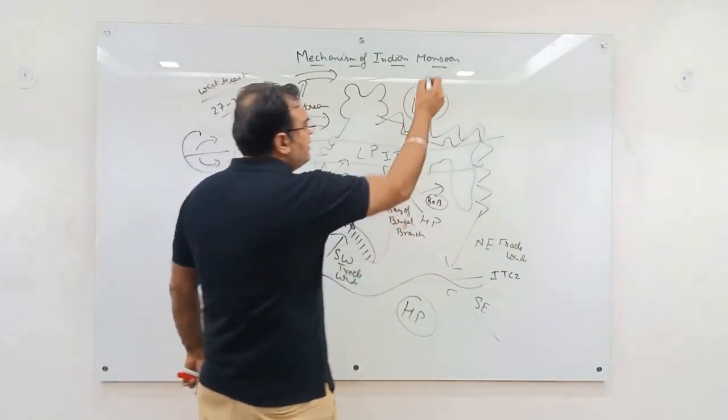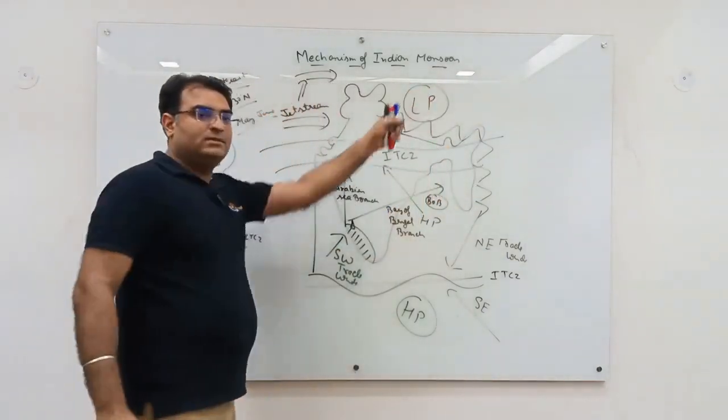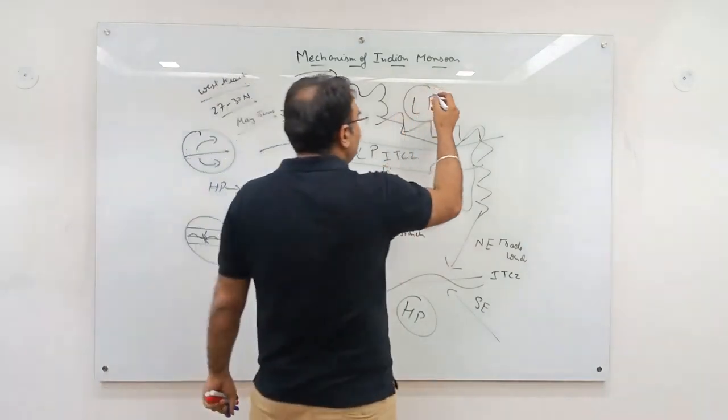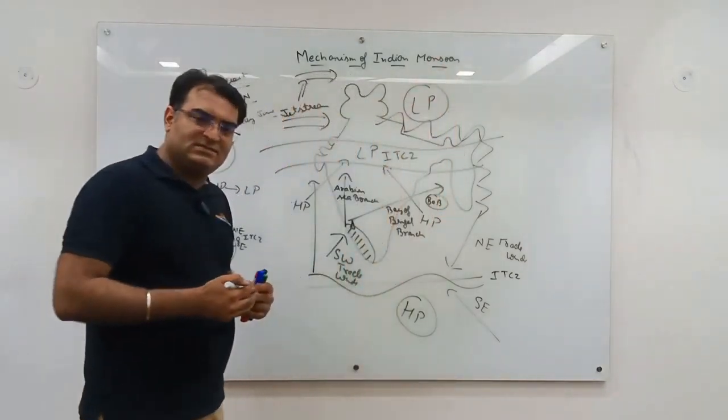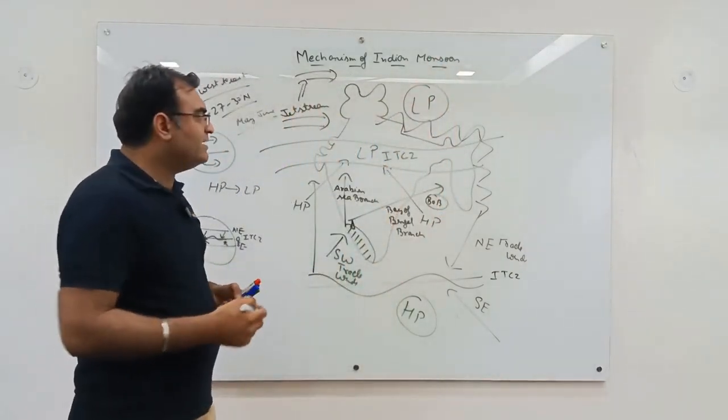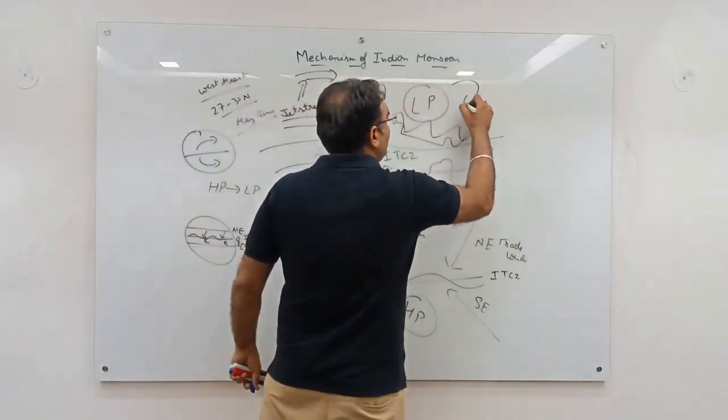Now understand one more thing. Here we have the Tibetan Plateau. The Tibetan Plateau is generating convection currents, and they are moving like this.